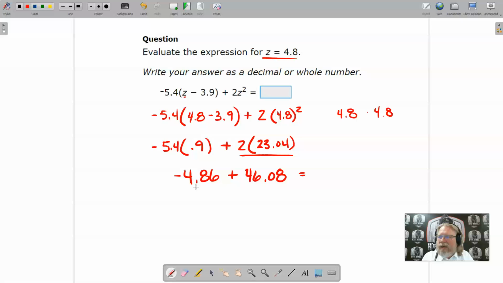We're wondering what's this going to equal. Well, I am adding 2 values, and they are different signs, that is to say. The first is negative, the second is positive. So I know I'm going to need to actually subtract instead of add. The one with the greater absolute value is going to be the second one here, which is 46.08. Let's make that 0 bigger, 0.8. And the lesser absolute value is going to be the 4.86.